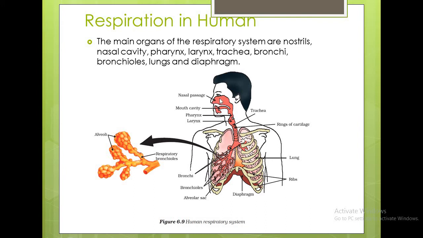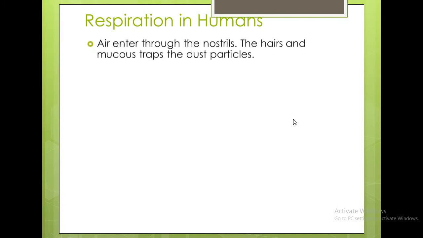And nasal cavity, which is a passage which is taking the air, pharynx, and then larynx, trachea, this is the trachea, right? And then bronchi, which just takes place here, bronchi and bronchioles, lungs, which are present on both sides, and the diaphragm, which is the sheet at the bottom, right? And these are the main organs which are involved in your respiration. Let's go deeper and learn how this respiration takes place in humans.